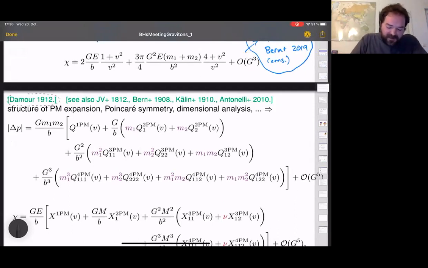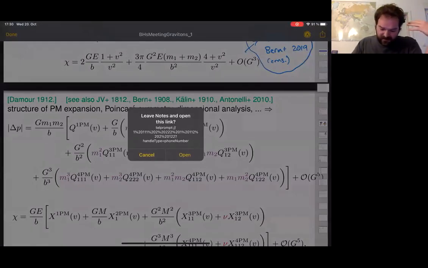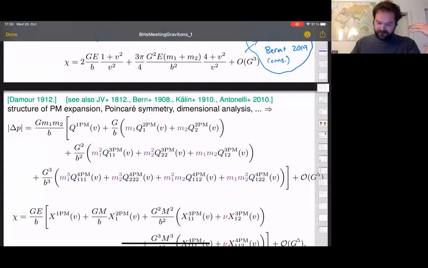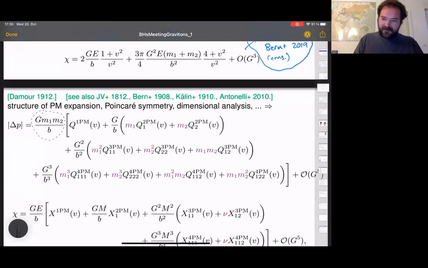It was argued in this paper, again, very much building on these results, that if you really consider simple ideas like the structure of the post-Minkowskian expansion, Poincaré symmetry, dimensional analysis, you can come to the conclusion that this impulse function, very closely related to the scattering angle function, must have this structure, which I'm showing here, where there's an overall factor of Newton's constant times the product of the masses divided by the impact parameter. And then at the first order, a function which you can't get from just dimensional analysis, but it can only depend on the velocity.